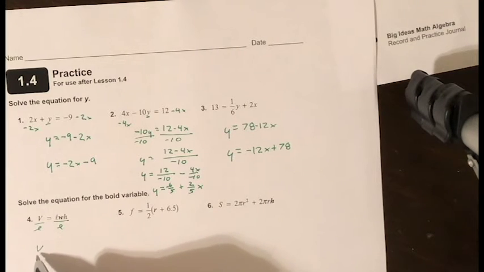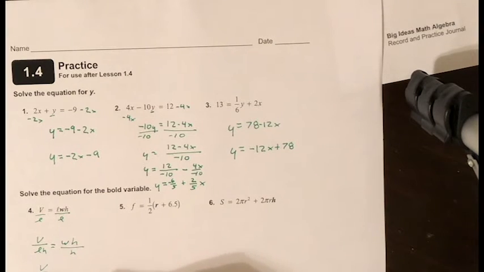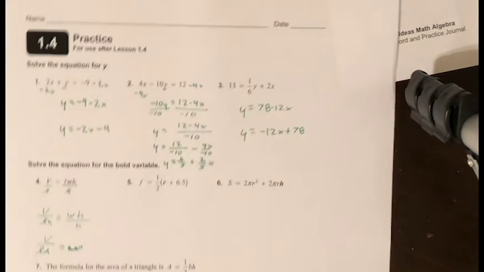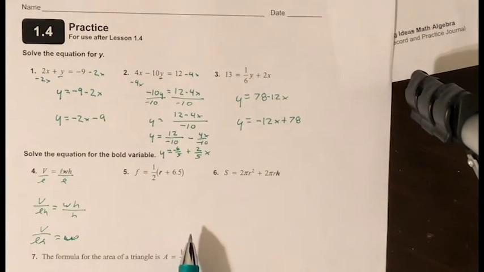So now I have V over little l is equal to W times H. I need to get H gone, so I'm going to divide it on both sides. And when I do, I get V over L times H is equal to W. Whoops, that's a weird looking W. All right, that's pretty simple. Why don't you try 5 and 6 on your own and see how you do?